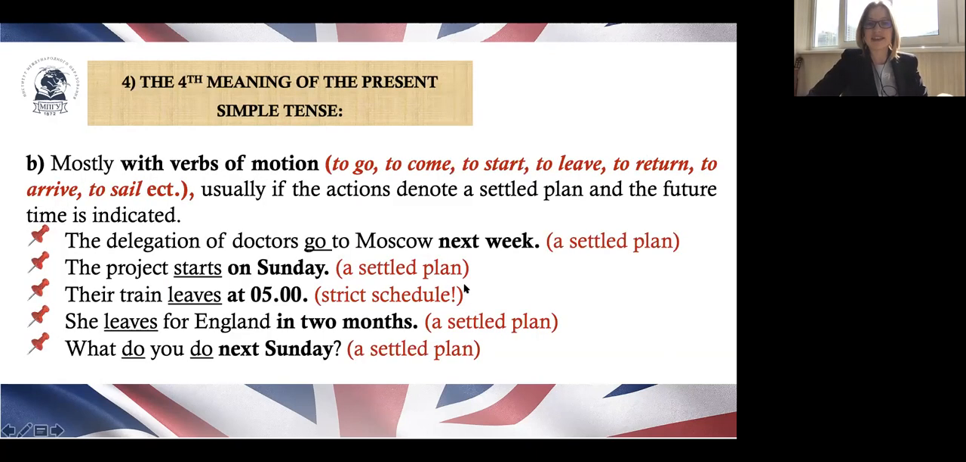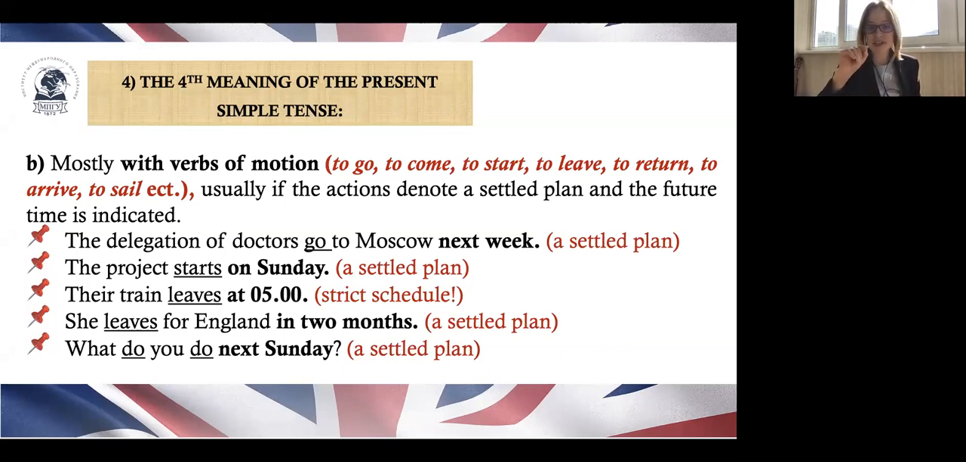The second part of this theory about the adverbial clauses of time and condition also includes the following aspects, such as mostly with the verbs of motion, such as to go, to come, to arrive, to start, to leave, to return, to sail, and lots of them. We typically use the present indefinite tense because there we have either a settled plan or we also have the time indication. What does it mean?